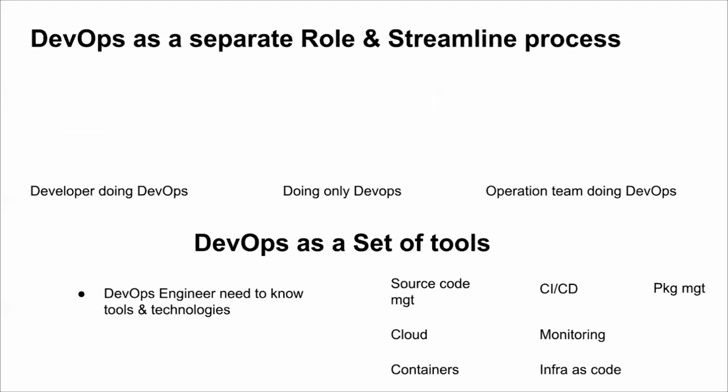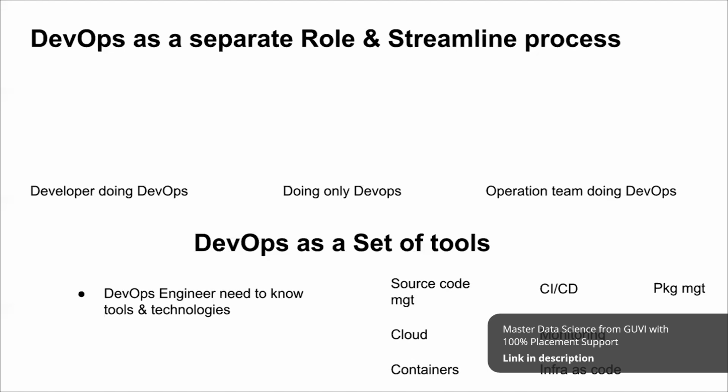So as I said, DevOps could be a separate role, depending on the environment. In some organizations, it is possible that developers are doing some of the DevOps job. In some organizations, it is possible the operations team is doing the DevOps job, setting up the tools and everything. And that is also possible in some organizations.